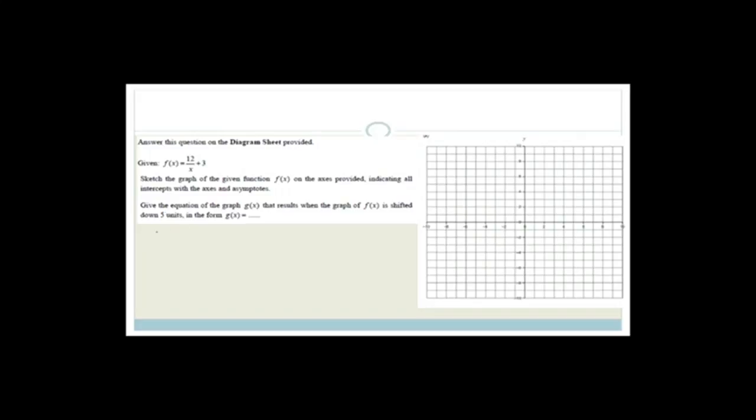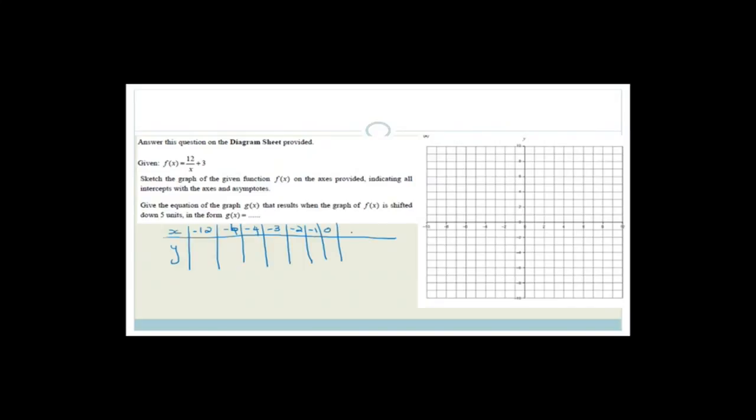Okay, so the way we do this, remember, the easiest way is to plot some points. So we're going to go x, and we're going to go y, and let's choose factors of 12. Let's make it easy for ourselves. So the biggest number here is 12. So we're going to go minus 12, minus 6, minus 4, minus 3, minus 2, minus 1. I don't need to do this many. I'm just trying to give you an idea. We can do this many, and I'm happy for you to do them.